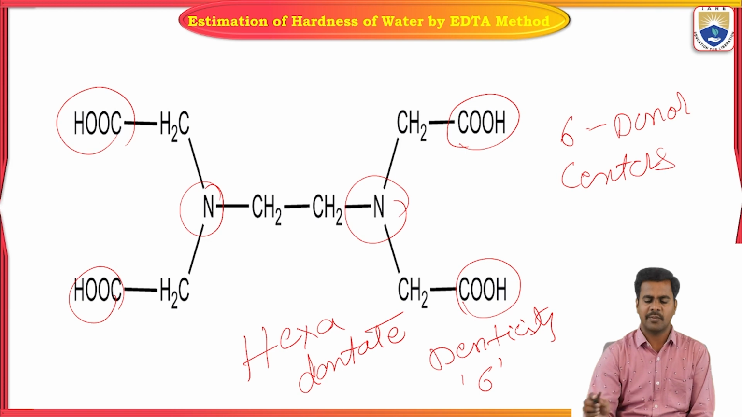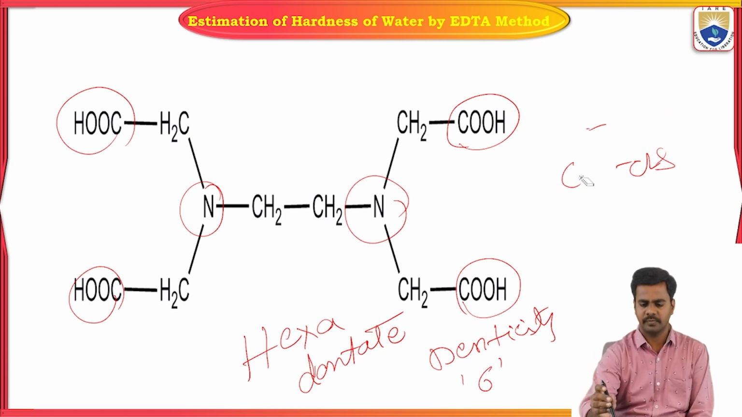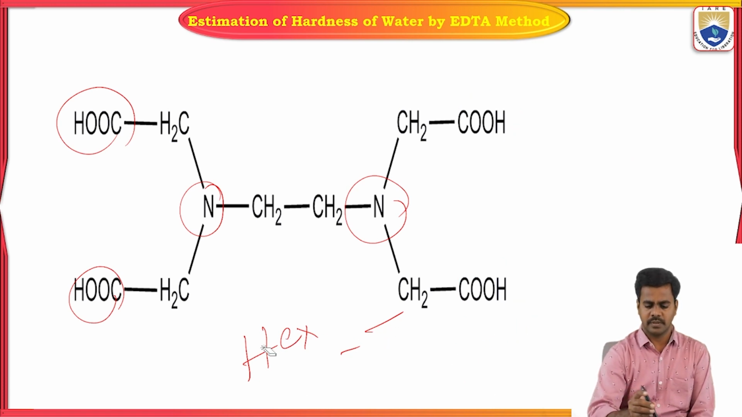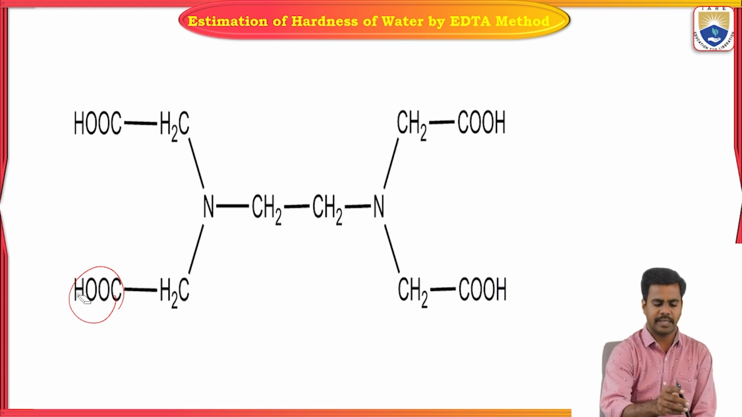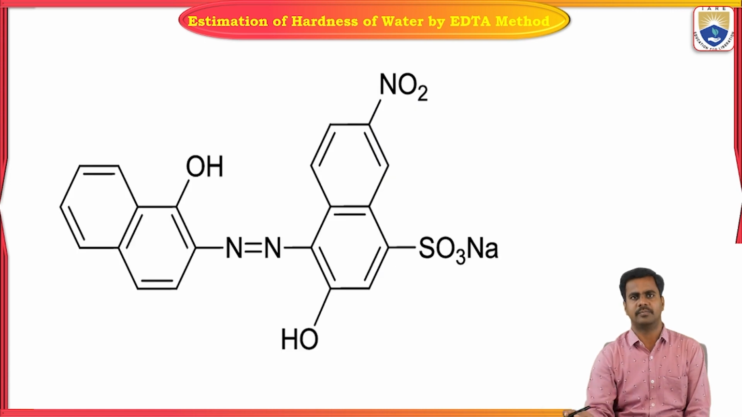So on the basis of donor centers, we can predict the denticity of EDTA as 6. Whereas, coming to the structure of EBT, let us see the structure of EBT. Let us check the donor centers of EBT.